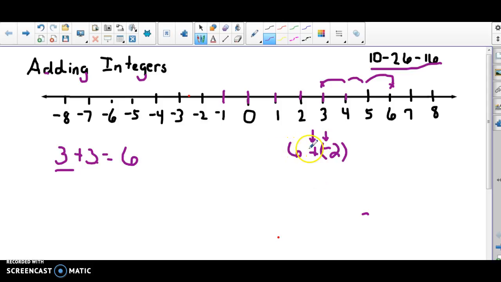So now I read it 6 plus a -2. So I'm going to start at the 6. I'm going to work under the number line this time. And again, you're copying down the problem as well as the work that I'm showing.